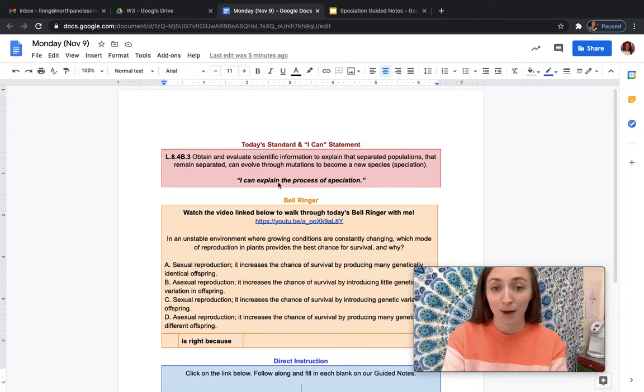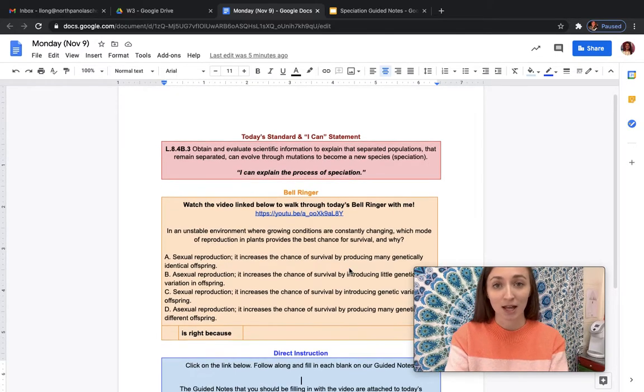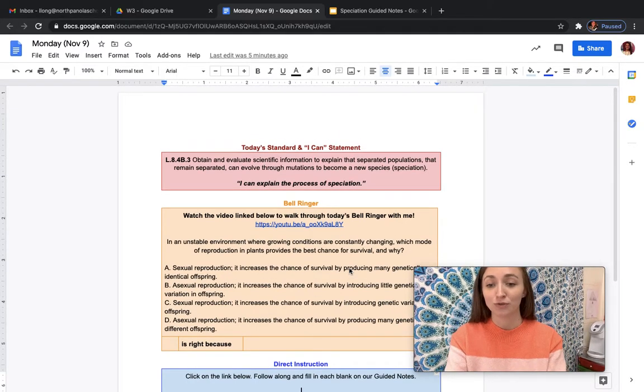Okay, so we should have our bell ringer done, and we should have our guided notes pulled up so we can move into filling those out and getting today's lesson. So today and tomorrow, we should be able to explain the process of speciation.